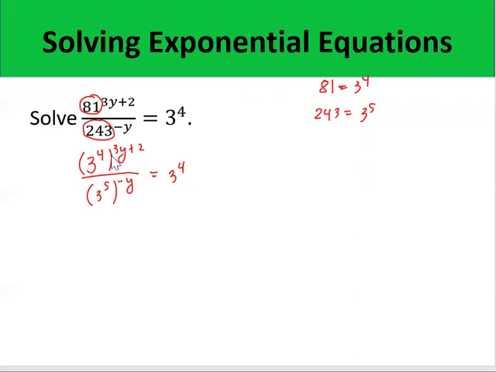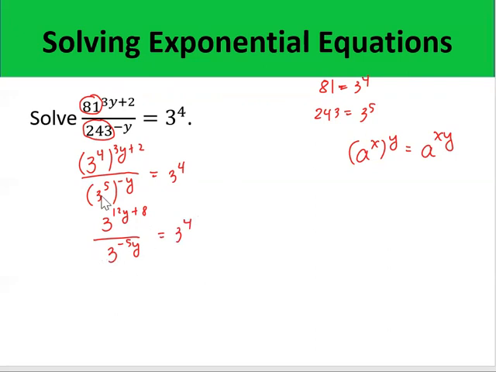So applying the law of exponent, a raised to x raised to y, this will be equal to a raised to the product of x and y. So which means that in the left side of the equation, the numerator now will have 3 raised to the product of 4 and 3y plus 2, which is 12y plus 8, while in the denominator we have 3 raised to negative 5y. And then the right side will still remain the same as 3 raised to 4.